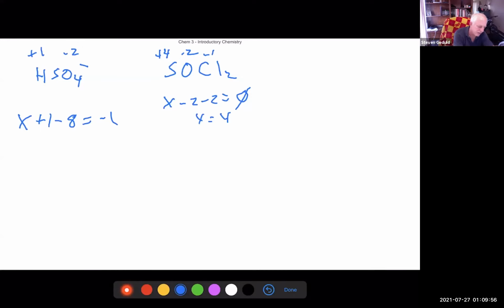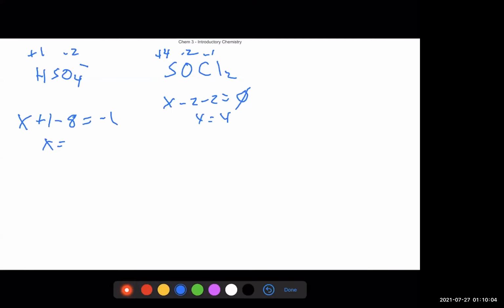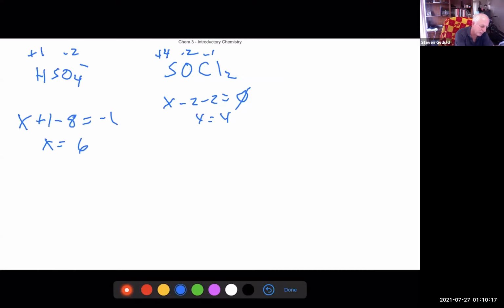Okay, so we solve for this: X equals, we add 8 to that side. Where are we at? X. Oh, we add 8. 8 minus 1 is 7. 7 minus 1 is 6. Okay. So sulfur equals +6 in this case. Sulfur was +4 before. Sulfur is +6 here because it has to equal the charge on the compound. Because 6 plus 1 is 7, minus 8 is -1, which is the charge on our compound.